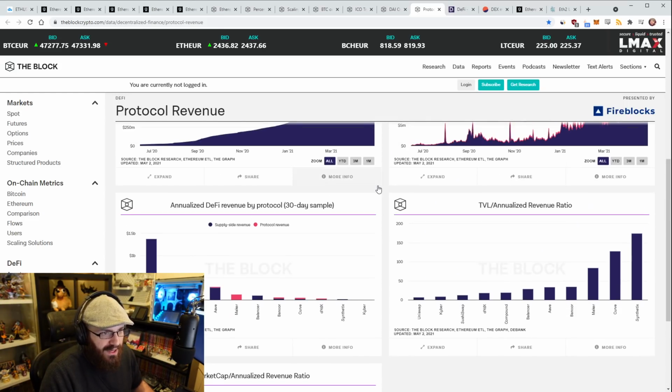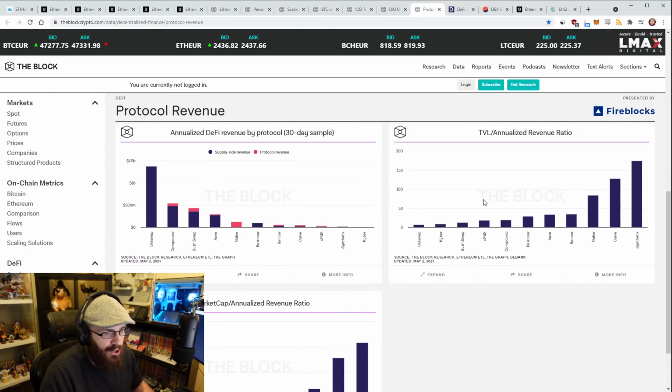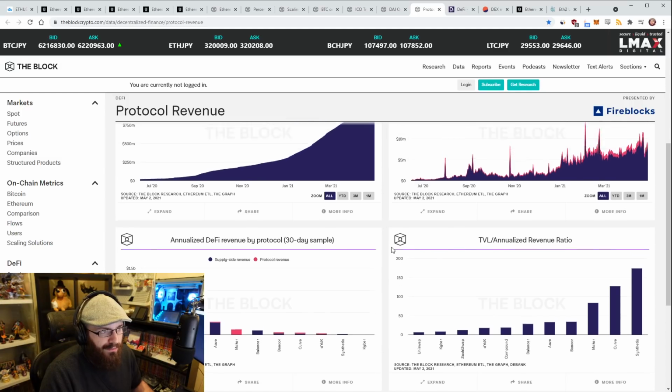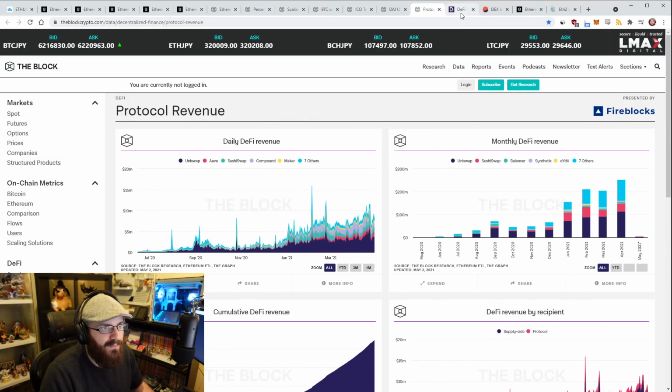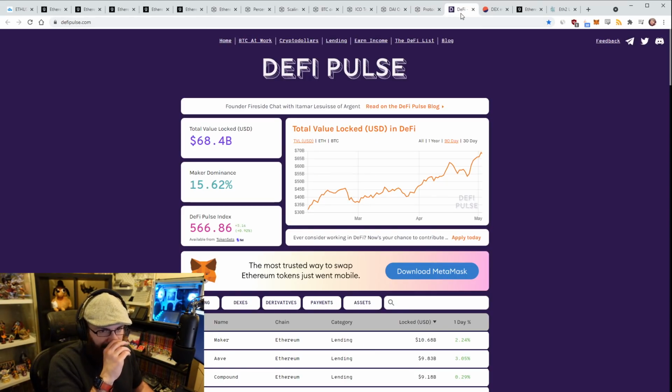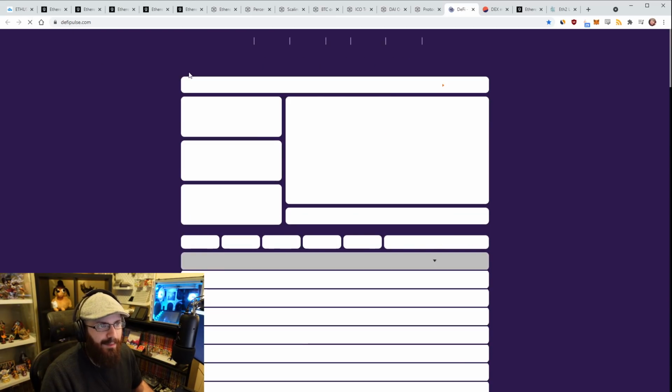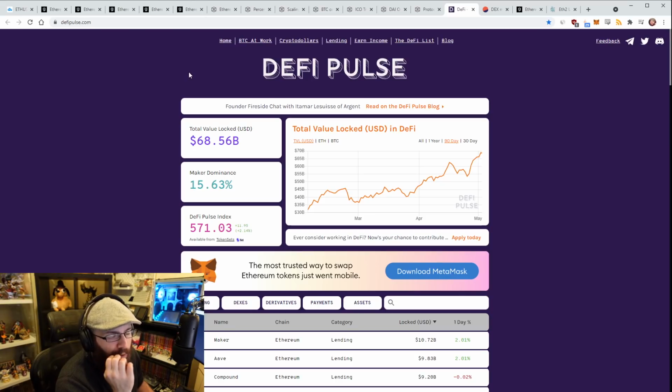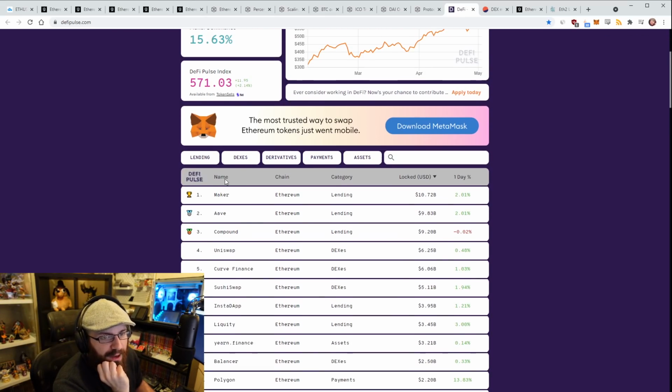And there's a bunch of others like the TVL annualized revenue ratio and the market cap annualized revenue ratio, which is used to see if things are overvalued or undervalued here. So sticking to the DeFi theme, it's good to go over DeFi Pulse and see how much USD and how much ETH is locked here. So we're at about 68 billion USD locked according to DeFi Pulse in DeFi. Maker is still leading at 10.72 billion. Aave is at 9.8 billion with Compound at 9.2.